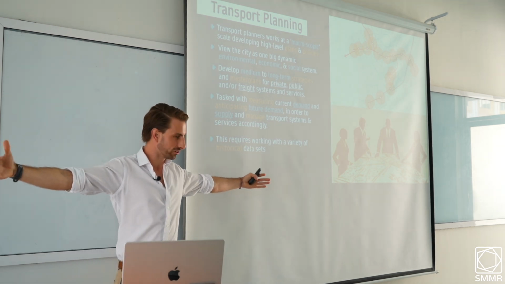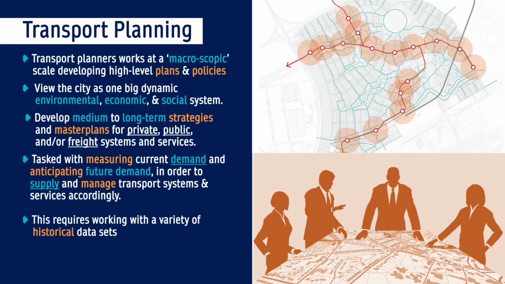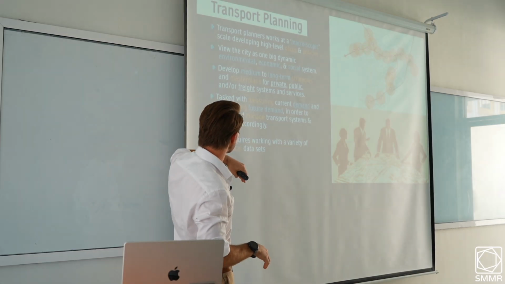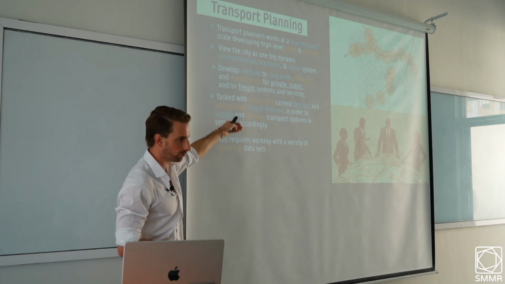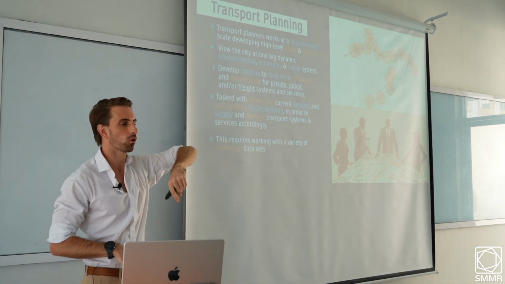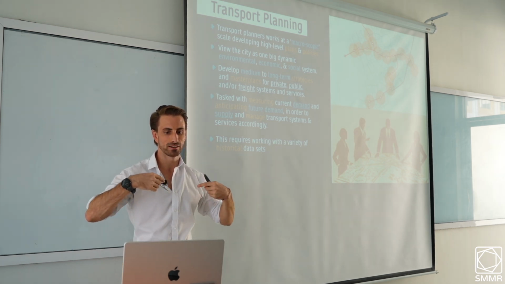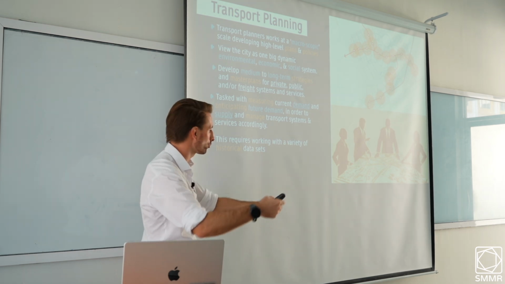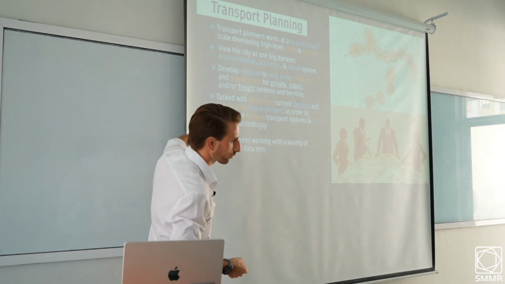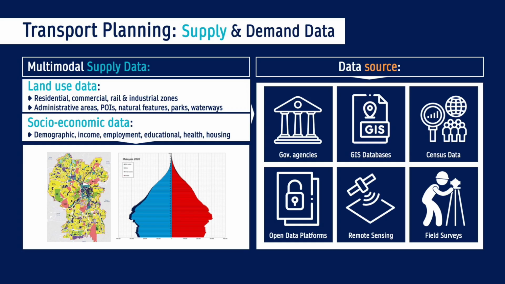A transport planner works at a very large scale, and they develop plans and policies, and they view the city as one big dynamic environmental, economic, and social system. And you develop master plans, and your job is really to measure the current demand and also from that anticipate the future demand. And if you can do that, you can manage the supply of new infrastructures and services, and this requires working with a lot of historical data. So some of you may become transport planners in the future, and you will work with lots of different types of data. We'll look at some examples.